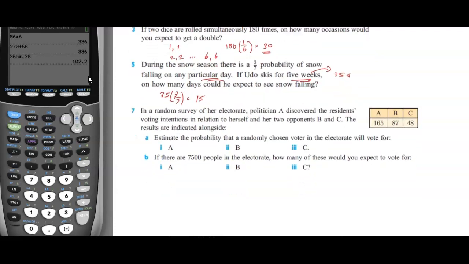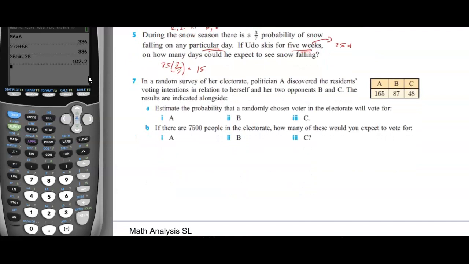7. In a random survey of her electorate, politician A discovered the residents' voting intentions in relation to herself and her 2 opponents, B and C. The results are indicated alongside in this nice table. Estimate the probability that a randomly chosen voter in the electorate will vote for A.